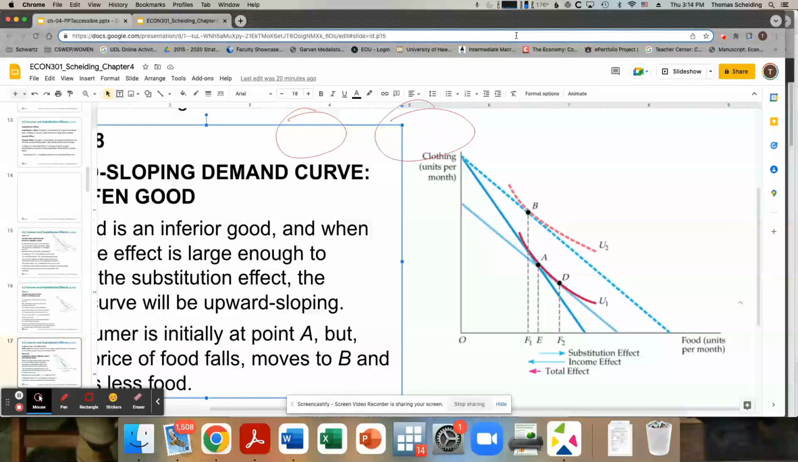And so we allow ourselves to now be on the higher indifference curve, which is now at B. So D to B is the income effect. Overwhelming, obviously, A to D, which is the substitution effect.